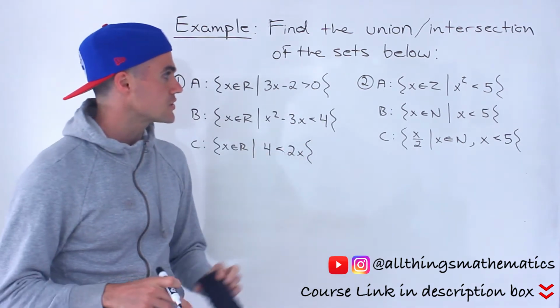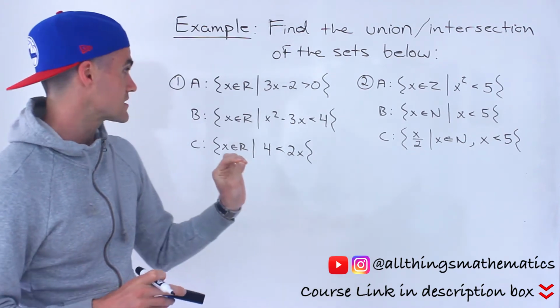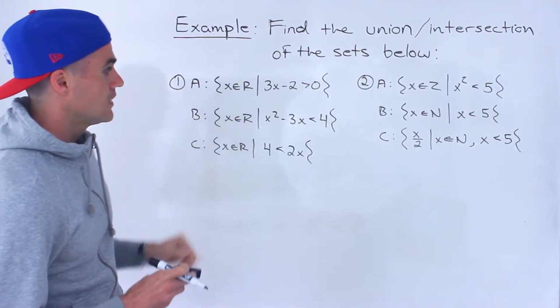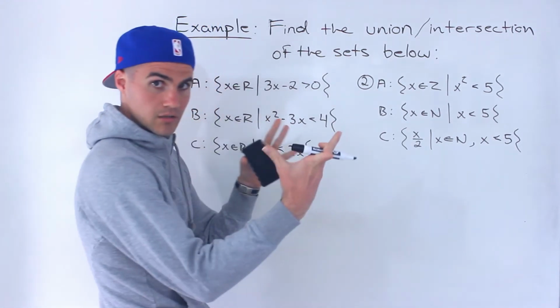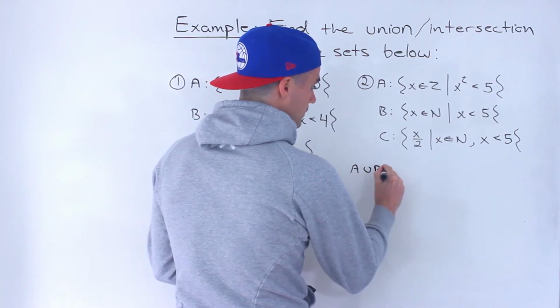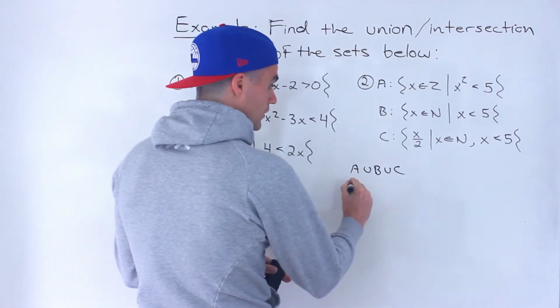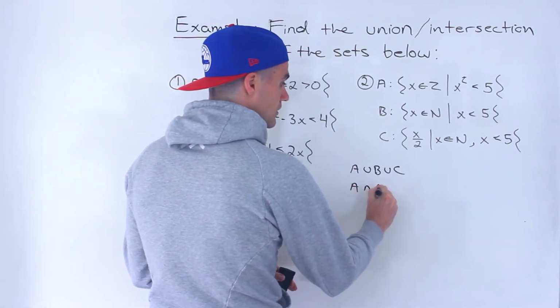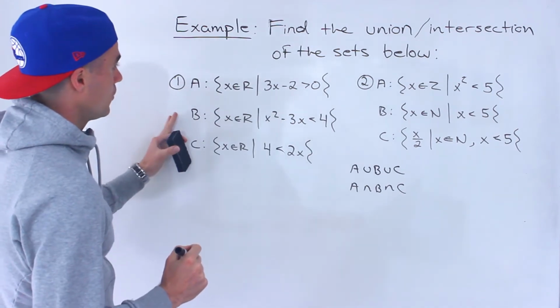So we have to find the union and intersection of these sets. There are two questions, and each of them has three sets, A, B, and C. We're going to find the union of all of them, which would be A ∪ B ∪ C, and then the intersection of all of them, which would be this over here. I'm going to start with question one.